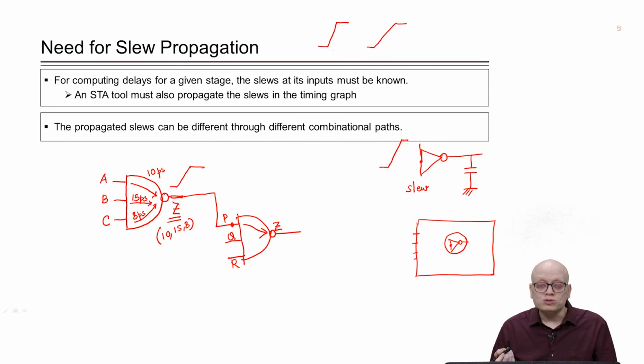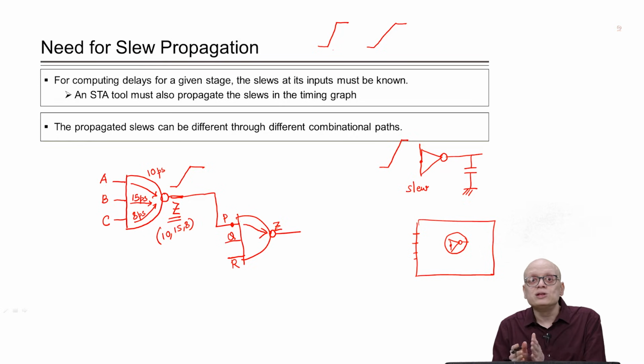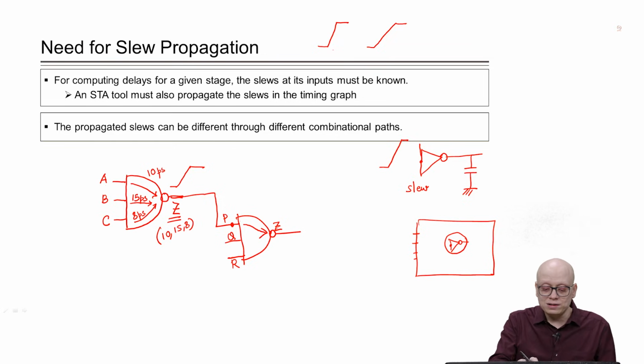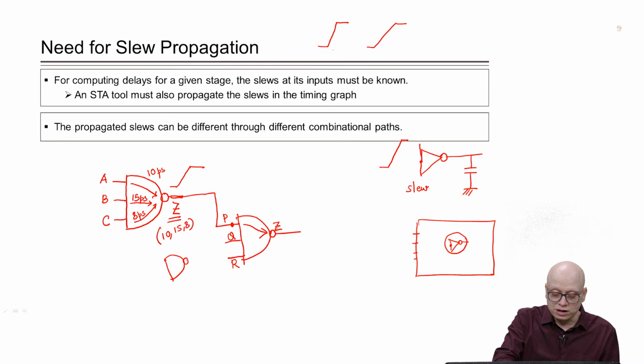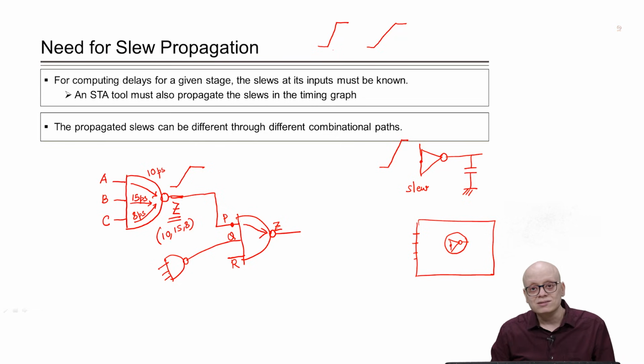Now, one solution could be that we store all 3, but then the problem is that if there are multiple stages, the number of slews that we need to store will go on simply multiplying. For example, if there are other drivers for the input pin Q, suppose this had 3 different input pins, then here also we will have 3 different slews. And similarly, there will be 3 different slews for the pin R.